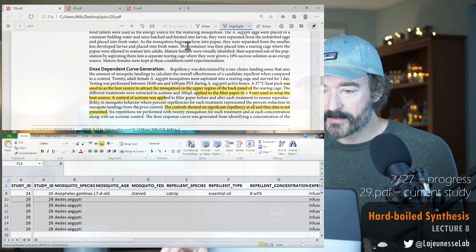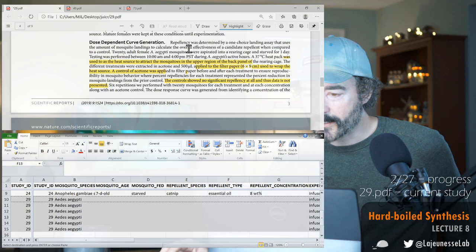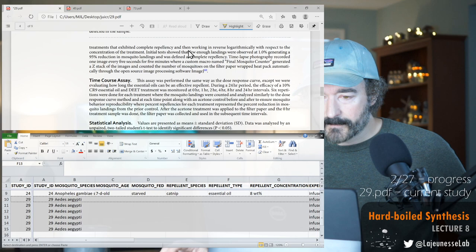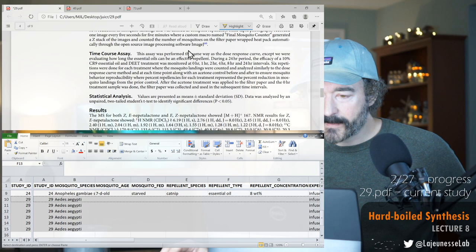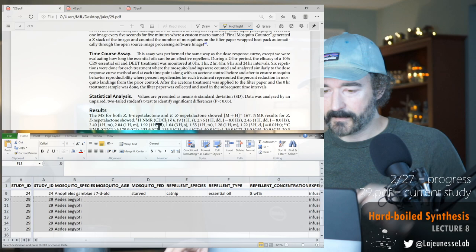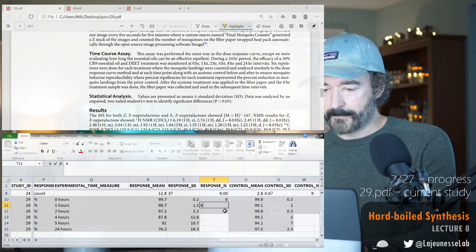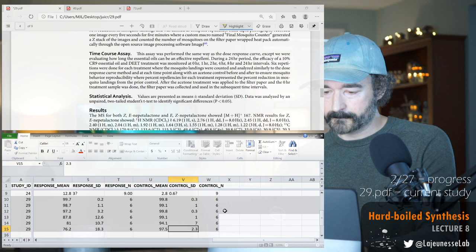Mature females were visually identified, then separated by the population. Cage where they were given 10%. Mature females were kept in these conditions until experimentation. Okay, did not describe the age. Says they were evaluating oils during a 24-hour period. Six, that's their replications, similar to the dose response method. Okay, so sample size of six. Again, that is a fairly low sample size.